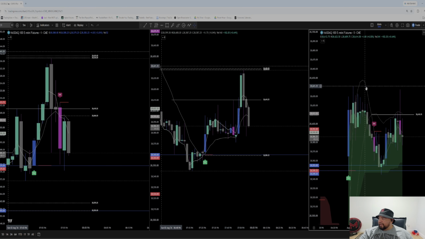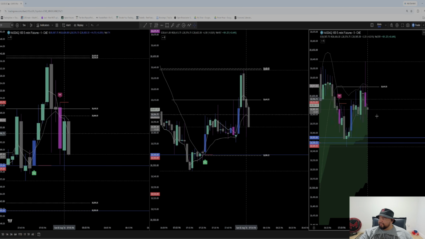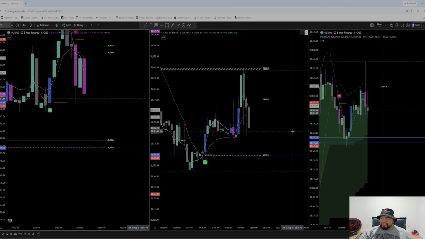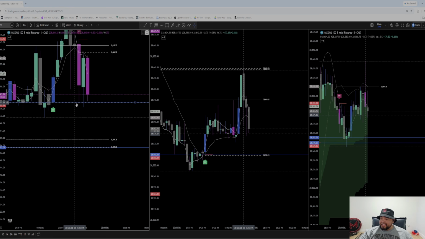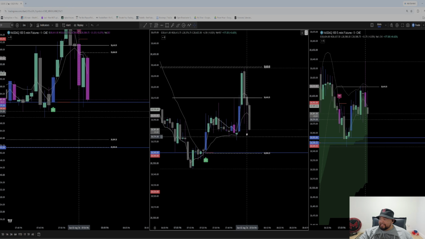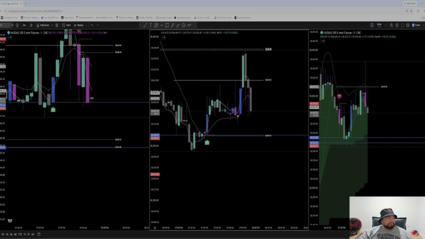And we failed to make a higher high too. So again, this could start peaking down. This 2-minute is trying to curl down as well. But what do I want to see? I want to see this 580, on both the 2 and the 1, break. That's what I want to see.